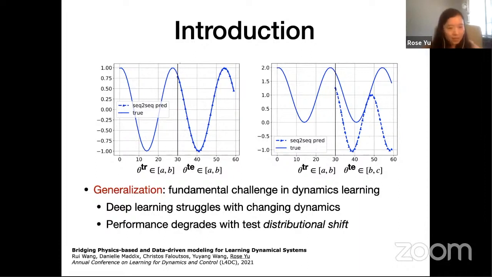So in this case, we know that the performance degrades significantly with test distributional shift. I want to mention that this distributional shift is not in terms of distributional shift of values, let's say the values of the sine function, but rather the distribution of the parameters that govern the dynamics. So what can we do to address this problem?